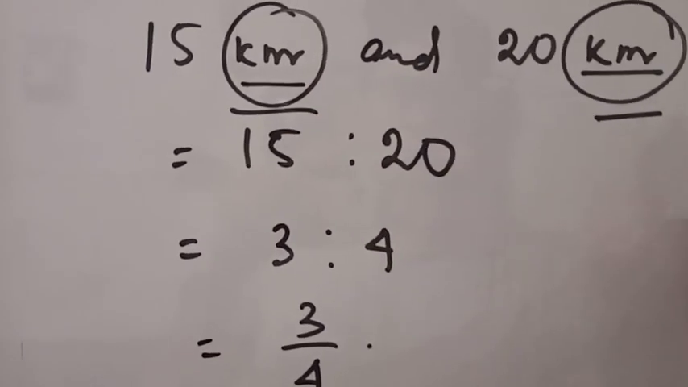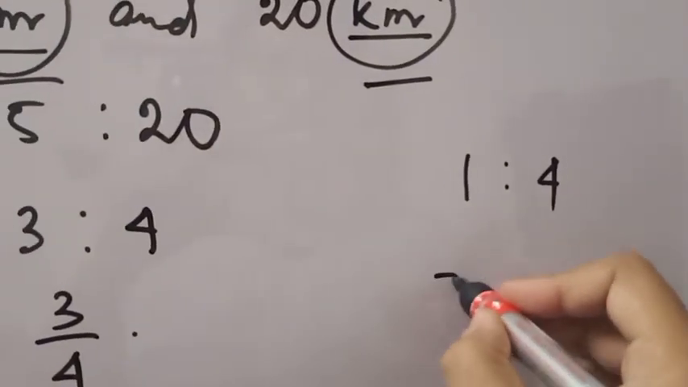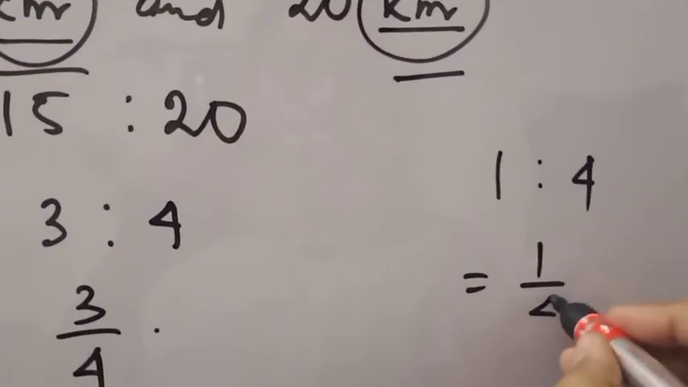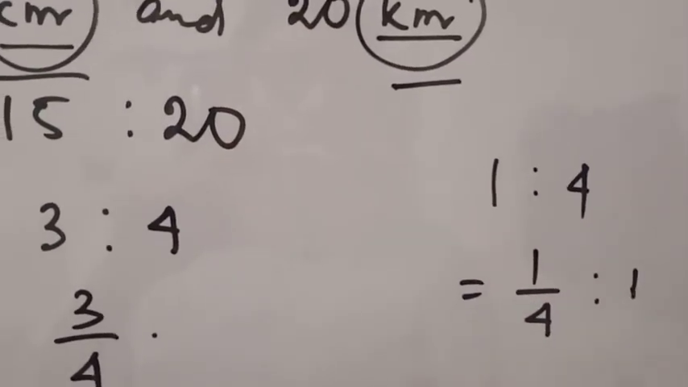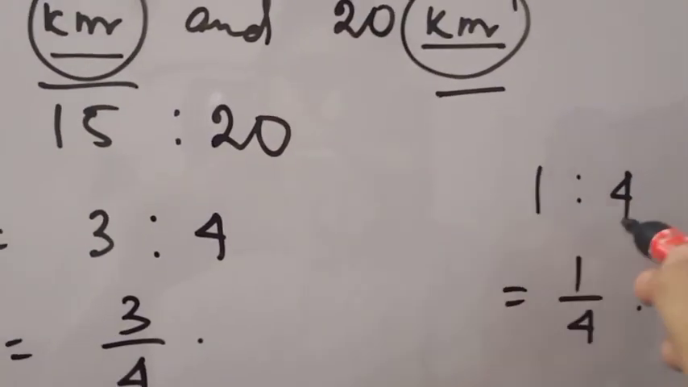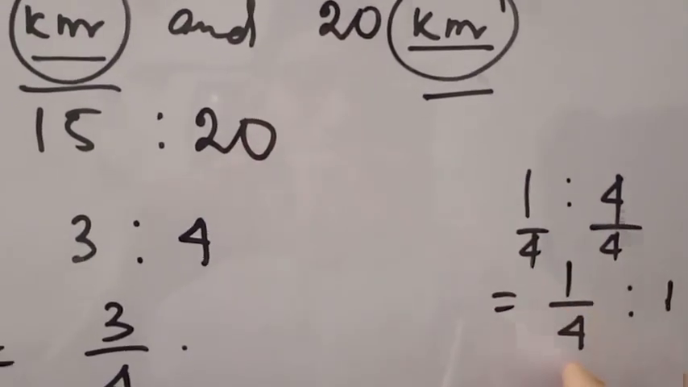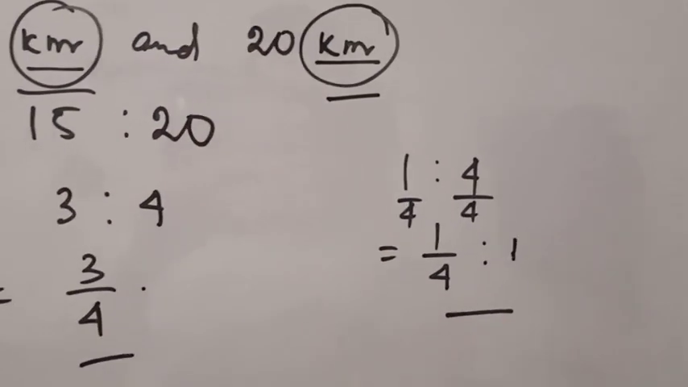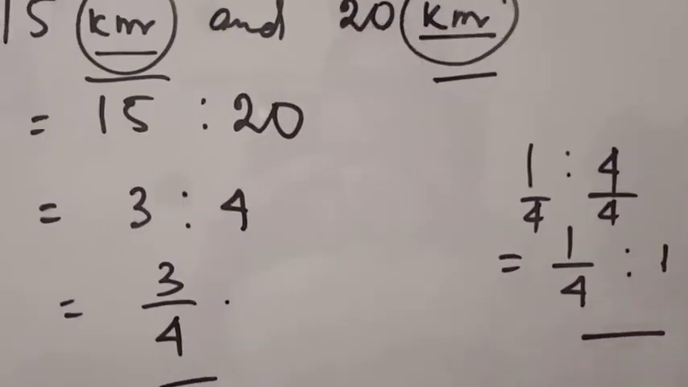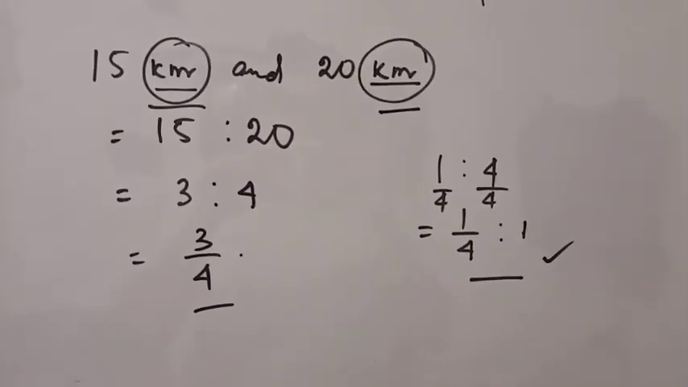Suppose 1 is to 4. So 1 is to 4 can be written as 1 by 4 is to 1. Why? Because if we divide both sides by 4, then we get 1 by 4 is to 1. So this is a fractional ratio. Now, going to the next part.